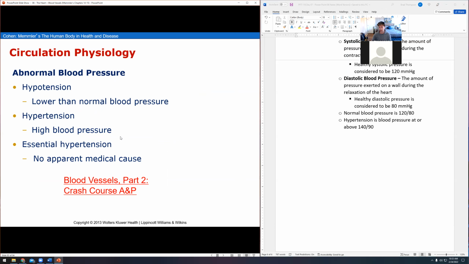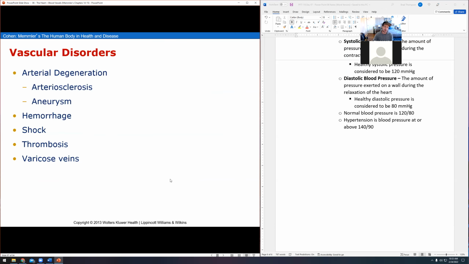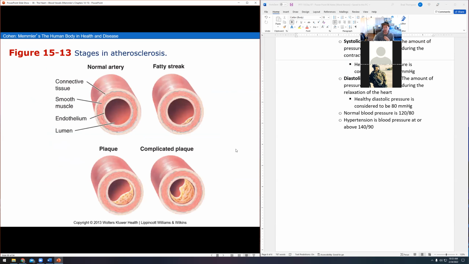There's also essential hypertension. That's what happens when you're exercising, right? So these are all the things that increase your blood pressure. Here's a normal artery. We build up a little fat on the inside. It gets thicker and thicker until eventually blood can't travel. That is going to cause an increase in that pressure.